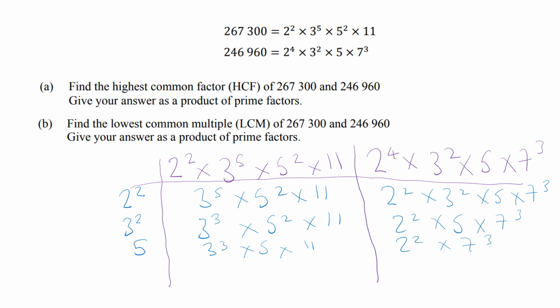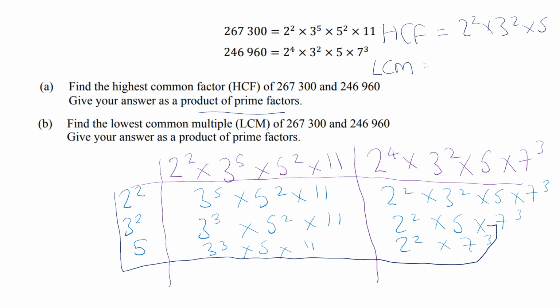It says leave your answer as a product of primes, so I won't bother working them out, but the highest common factor here is 2 squared times 3 squared times 5. So I will leave that in prime factor form. And then when I did this with my class, I said, oh, look, here's our L shape LCM.